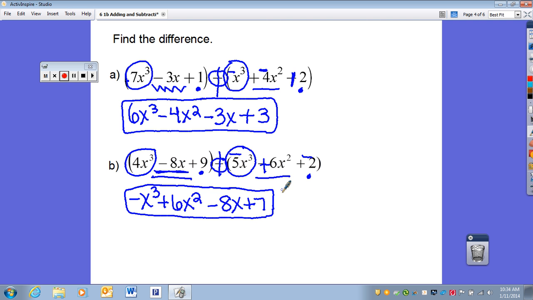This is my polynomial that I've found the difference, and it's written in standard form with no other terms to combine. One helpful hint, remember the reason I am changing the minus to a plus and a negative is this. When you take 2 minus 7, remember that's the same thing as 2 plus a negative 7, and that is why we are changing our subtraction to plus a negative and then distributing the negative sign.